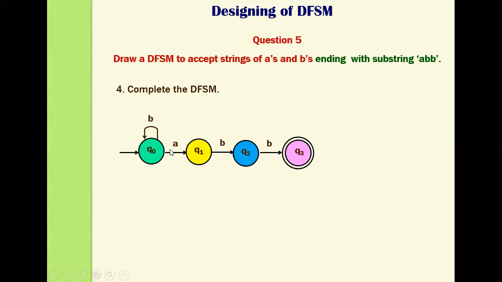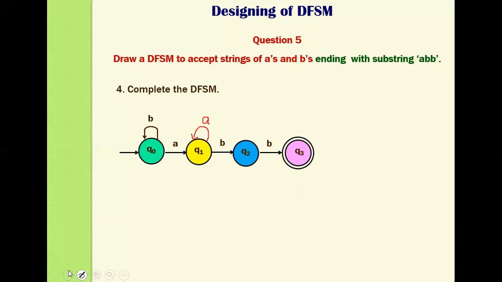Q0 upon A is done. Q0 upon B is done. Now we have to go with Q1 upon A. Okay, so again try logically. Can we have Q1 upon A as a self loop? What is the question? Ending with substring ABB. Let us just try reading this one.